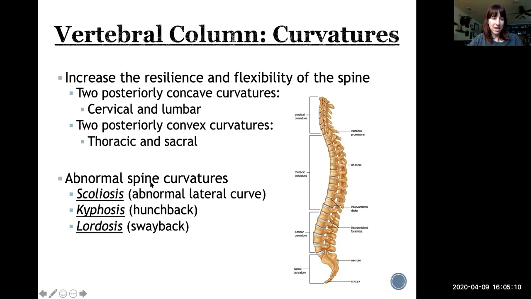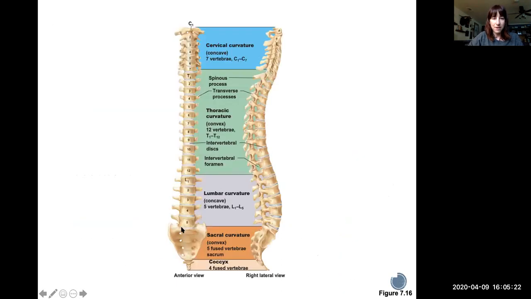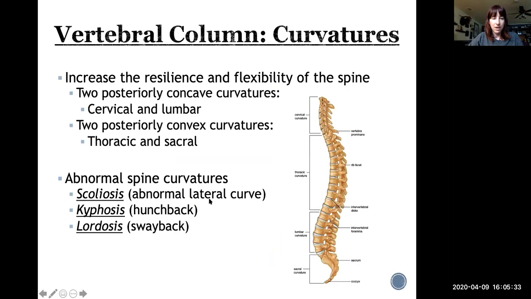So we've got problems if you have a spine that is not straight from this view, right? So if you've got curvature of the spine, like on a lateral plane like that, then you have what is called scoliosis. If you have too much of a convex curvature of the thoracic curvature, that is known as kyphosis. And if you have concave curvature of the lumbar region, that is known as sway back. And you have what is called lordosis, okay?